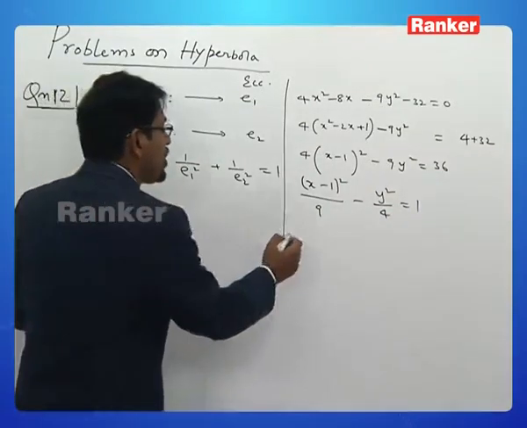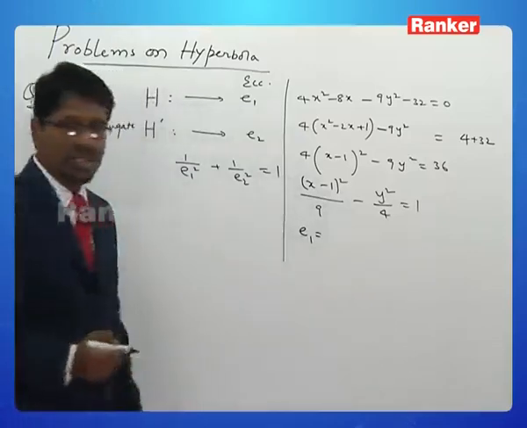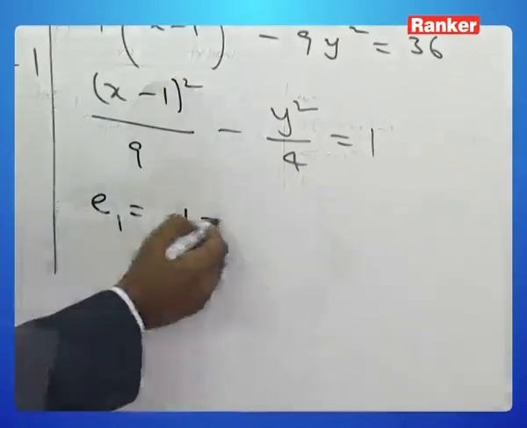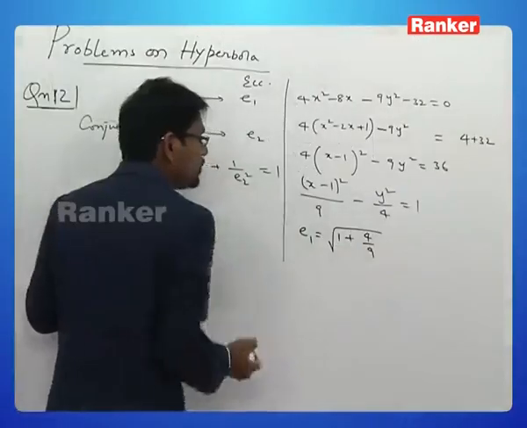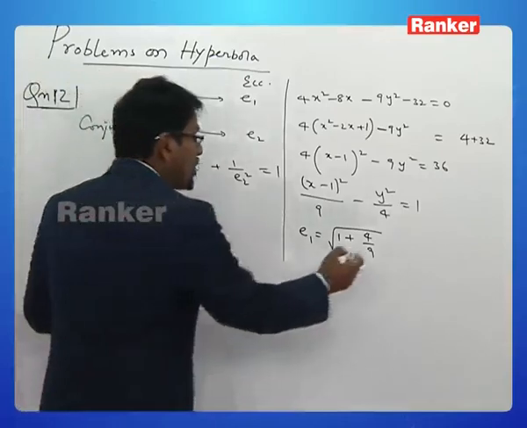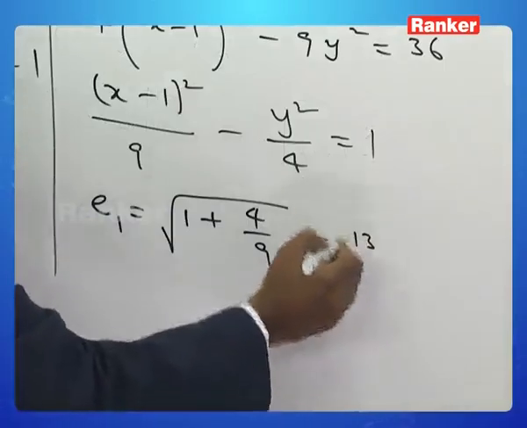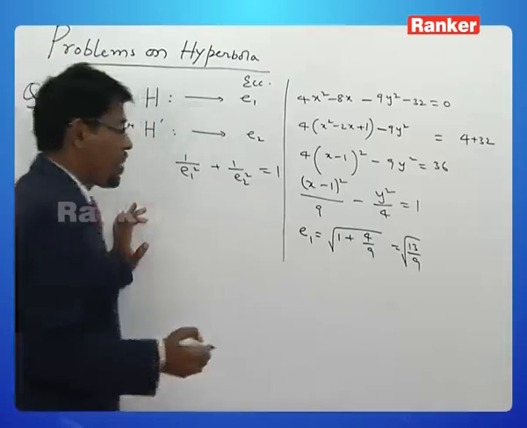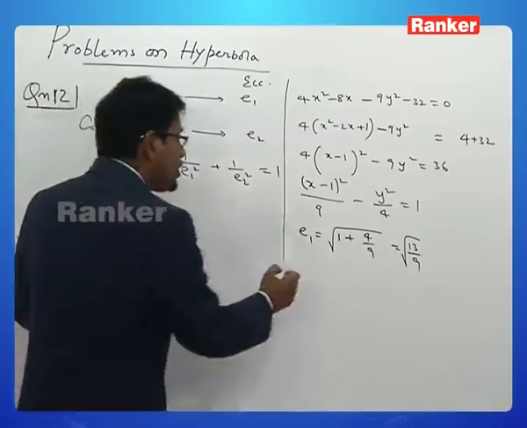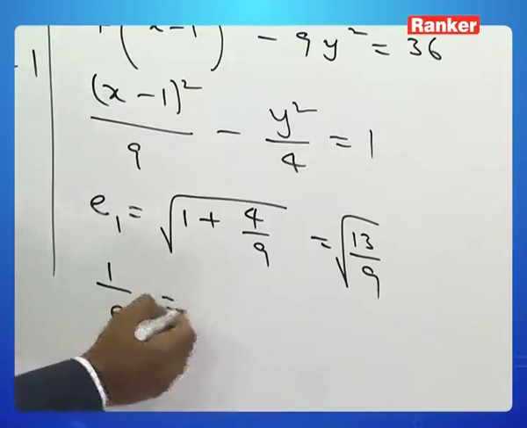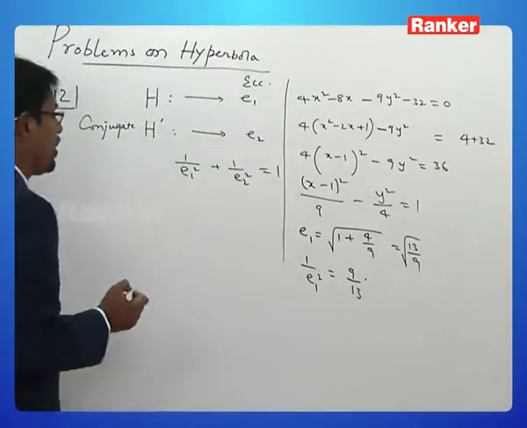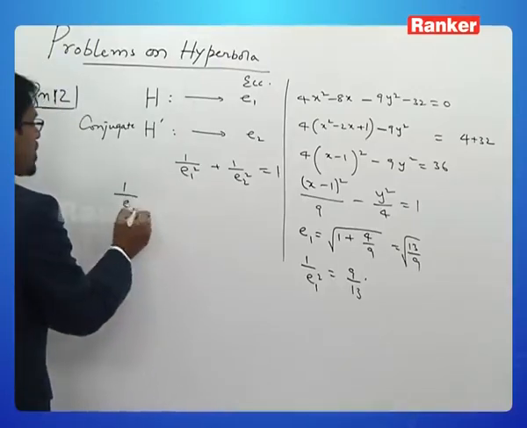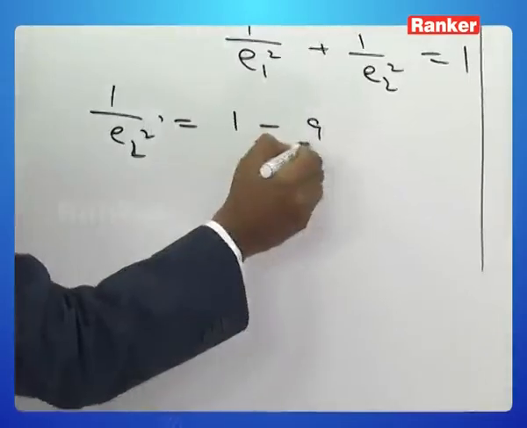Now what is the eccentricity of this? E1, let us say, is the eccentricity of this. That's given by under root of 1 plus b square by a square. So what is that? Under root of 13 by 9. So what is 1 by E1 square? That's going to be 9 by 13. We know that 1 by E1 square plus 1 by E2 square is equal to 1. Therefore, 1 by E2 square will be 1 minus 9 by 13.